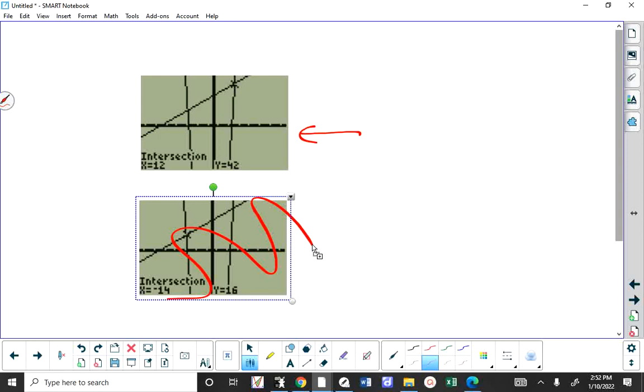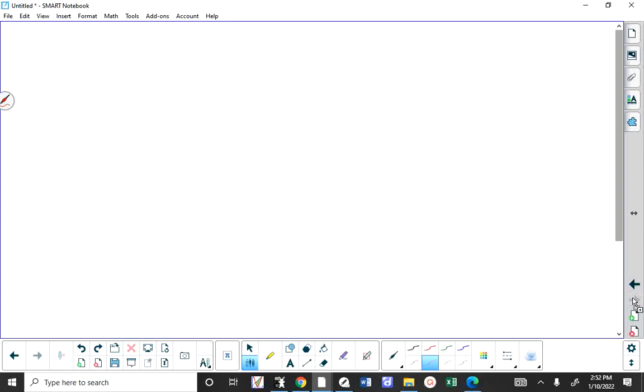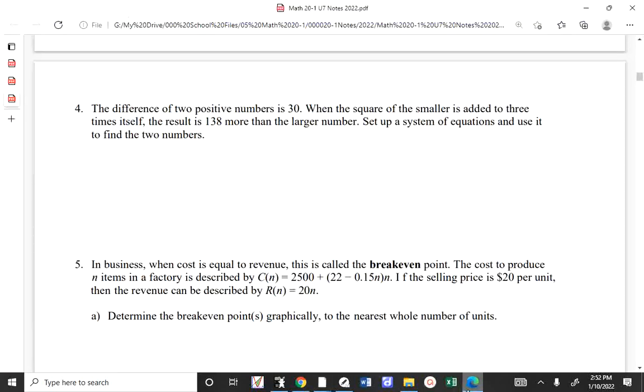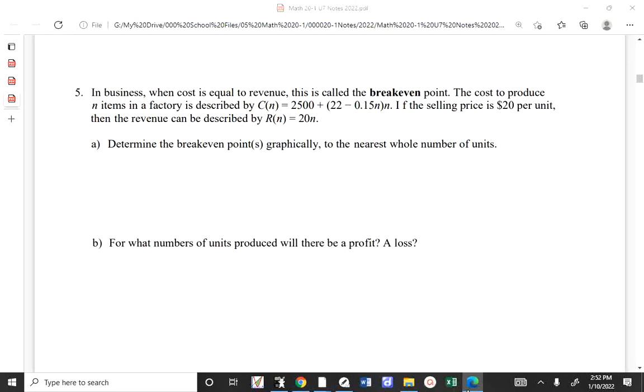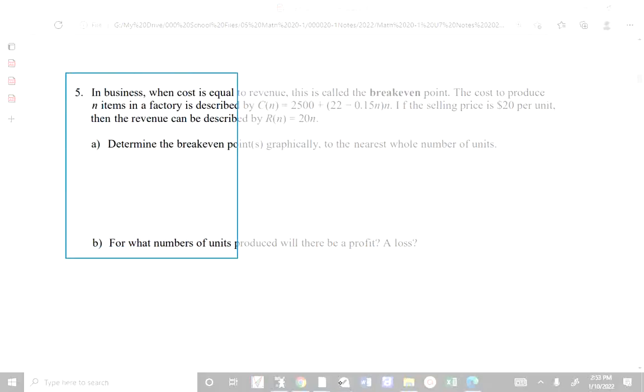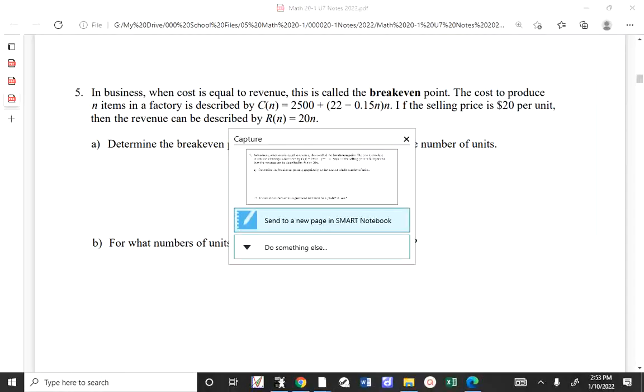All right, one more quick question to do. How are you doing? I'm not overloading you today? Okay, good. The last question has to do with, and I'm giving you this question because you should know these words to do well in certain areas in math. The words are cost and revenue.